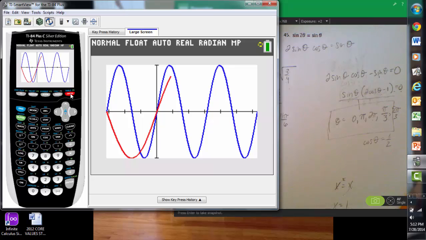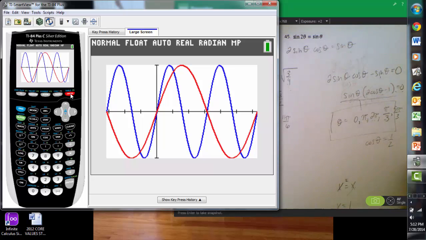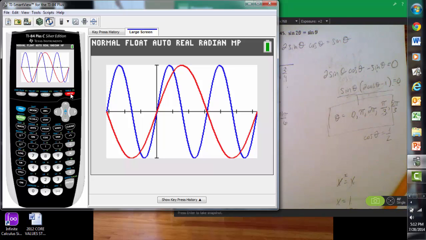Okay, between 0 and 2 pi we have 1, 2, 3, 4, looks like 5. So we do have to include the 5 pi over 3. Good to know, good to know. Okay.